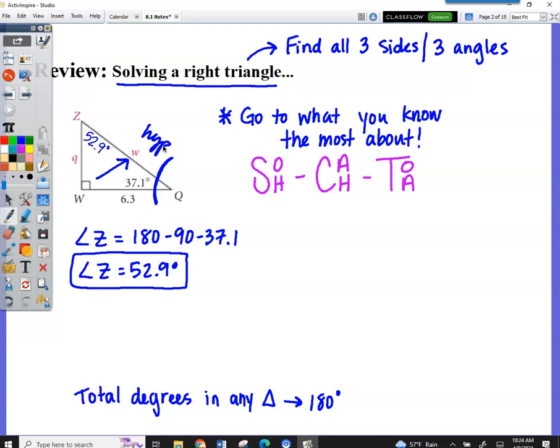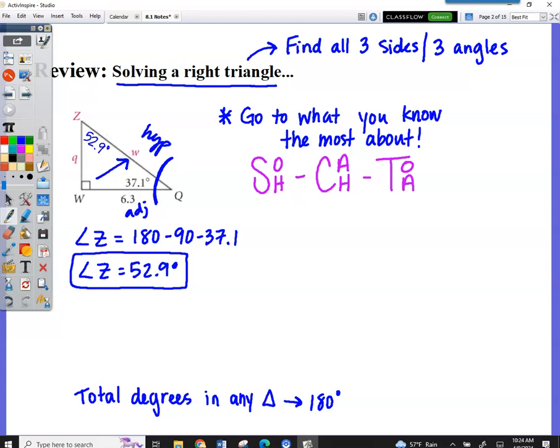Ask yourself, how is the 6.3 positioned to the angle I'm using? Is it opposite or adjacent? It's adjacent. And a way to check that is if you trace it, did you touch the angle you're using? Yes, that means adjacent. If it had been over here and I don't touch the angle I'm using, it's opposite. So this is adjacent. And then, of course, the W is the hypotenuse.